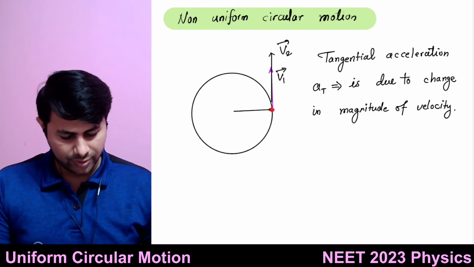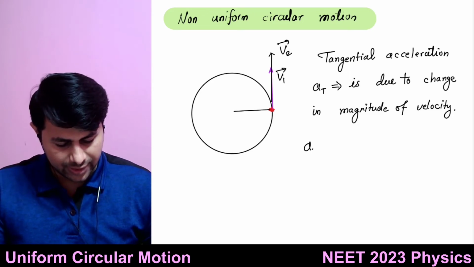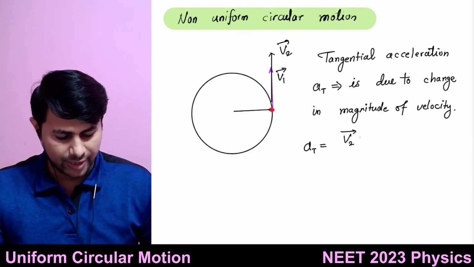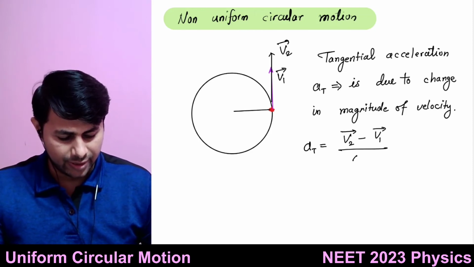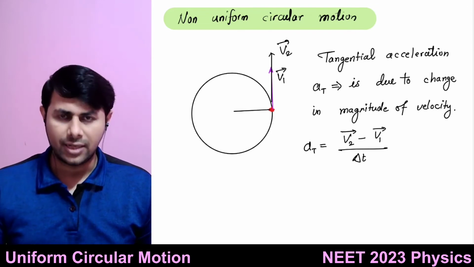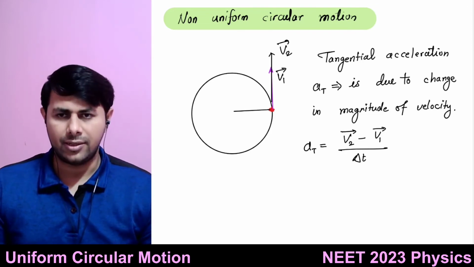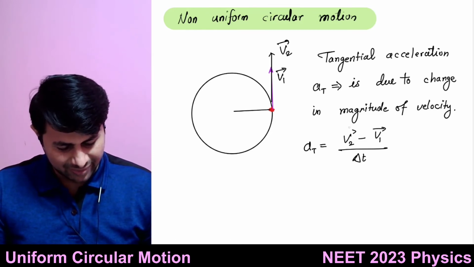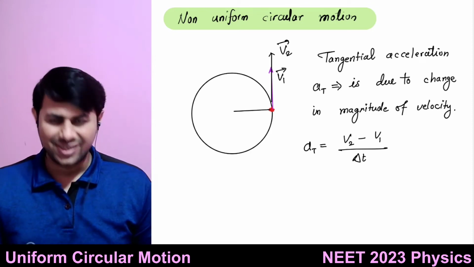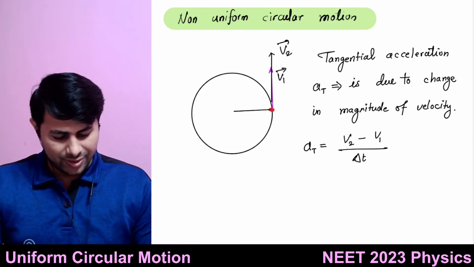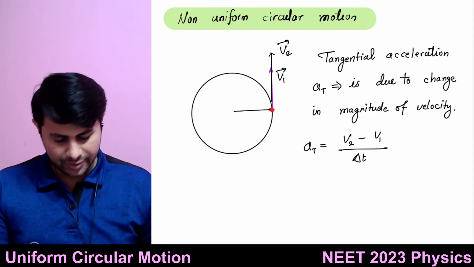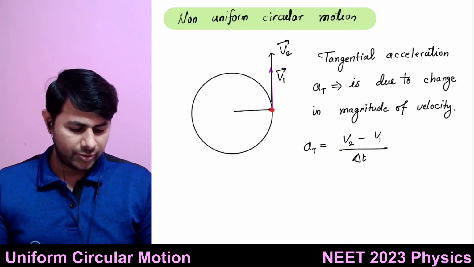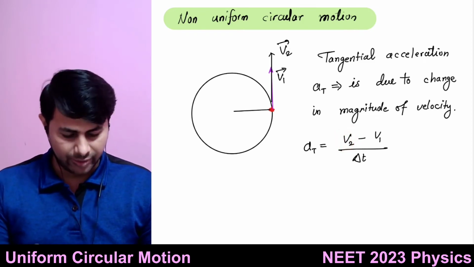Okay, so we can calculate this. Tangential acceleration AT is equal to the final velocity v2 bar minus v1 bar divided by a very short time, a fraction of a second, delta t. Oh, what did I do? I'm writing acceleration as a scalar and velocity as a vector. Okay, so now this is v2 bar minus v1 bar.